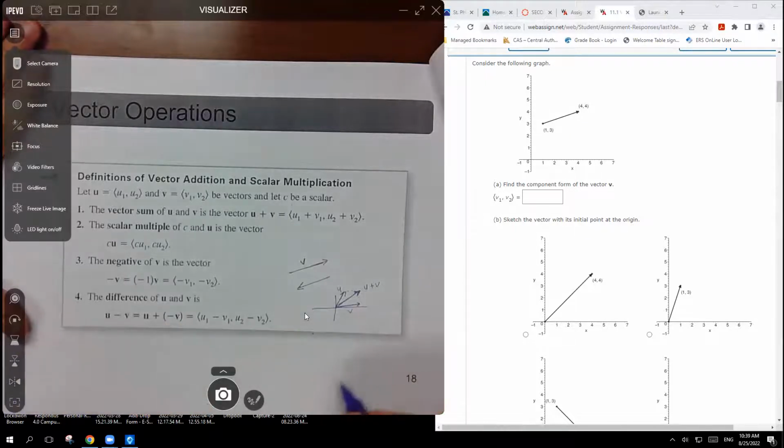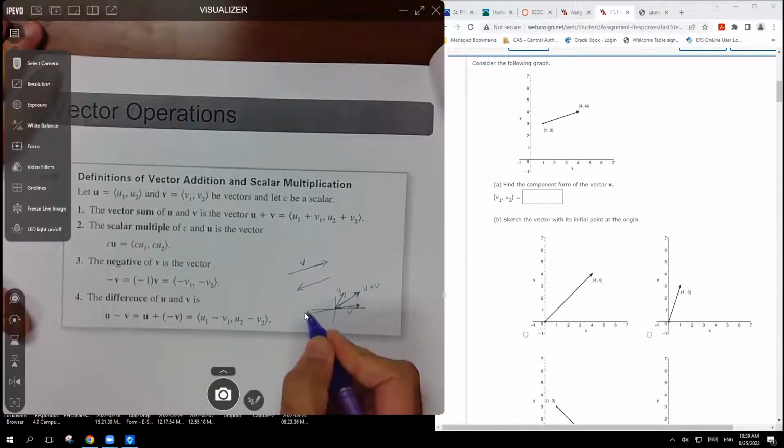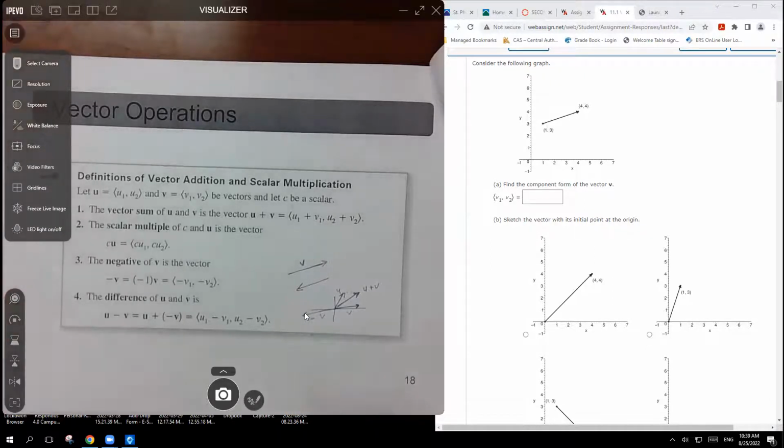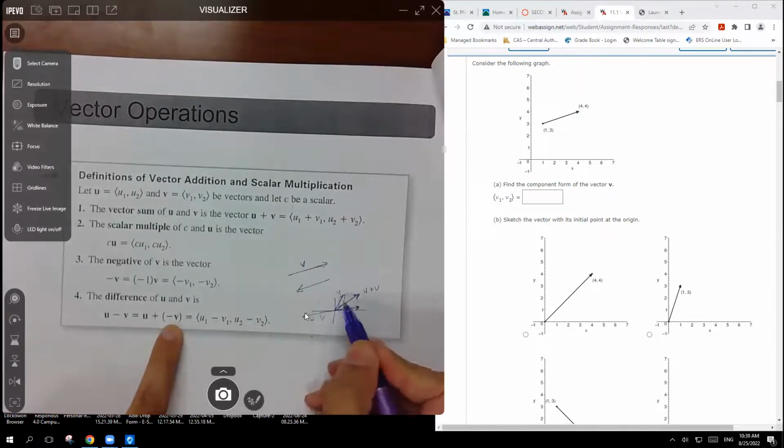For example, the same one, this is V. Negative V is going to be on this direction. This is negative V. That means to find the difference, you're going to find the sum between U and V with the different direction. So it's going to be on this part here.